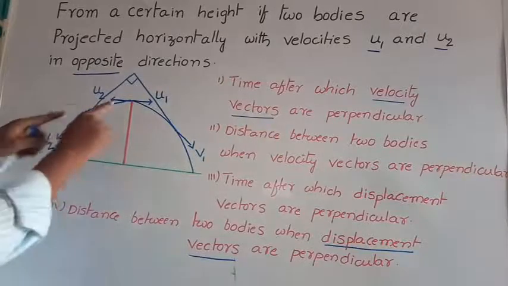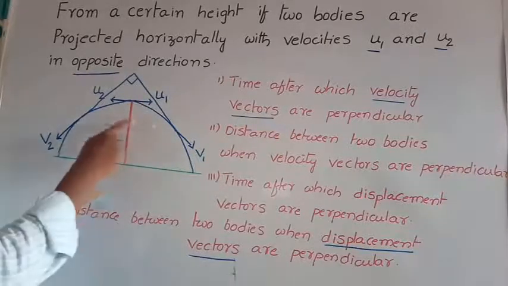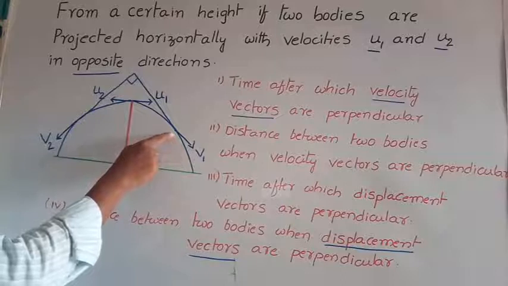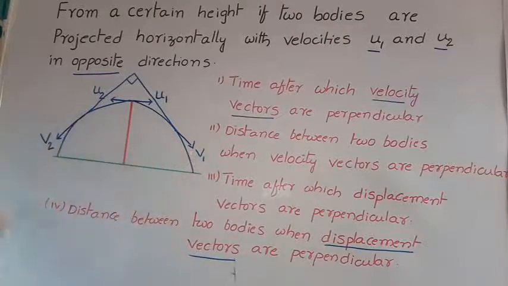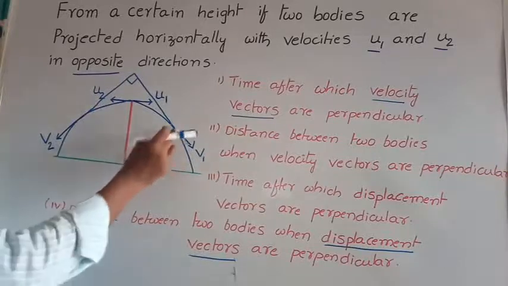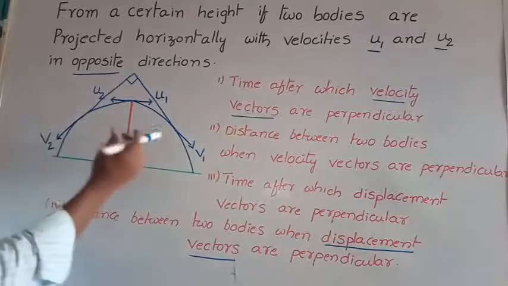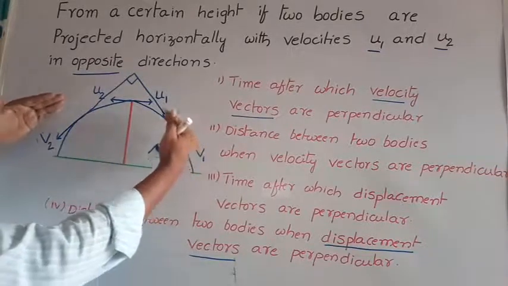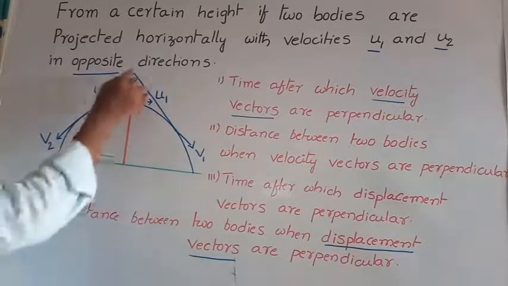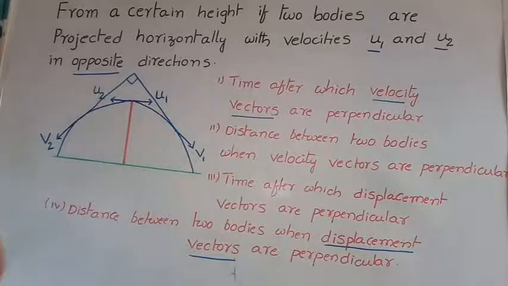Clear? Two bodies are projected in opposite directions. After t seconds, the velocity of the first body is v1 and the velocity of the second body is v2. The first body makes an angle alpha 1 and the second body makes an angle alpha 2 with the horizontal. Now, if you extend these velocity vectors back, both will meet at one point, so the angle between the two vectors is taken as 90 degrees. Now we calculate the time.